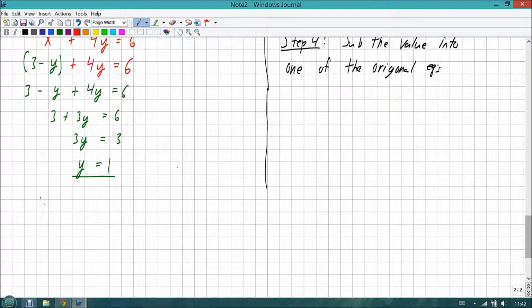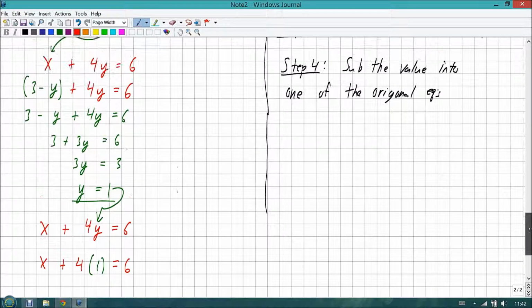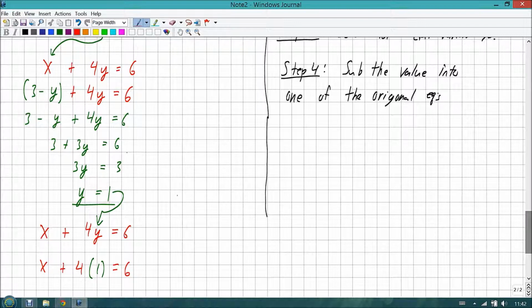So let's go ahead and do that. We have x plus 4y is equal to 6. Our y value is 1, so we plug that 1 in for our y. When we do that, we have x plus 4 times our y value of 1 is equal to 6. And of course, this leads us to our final part. Solve, step 5, solve for the remaining variable.